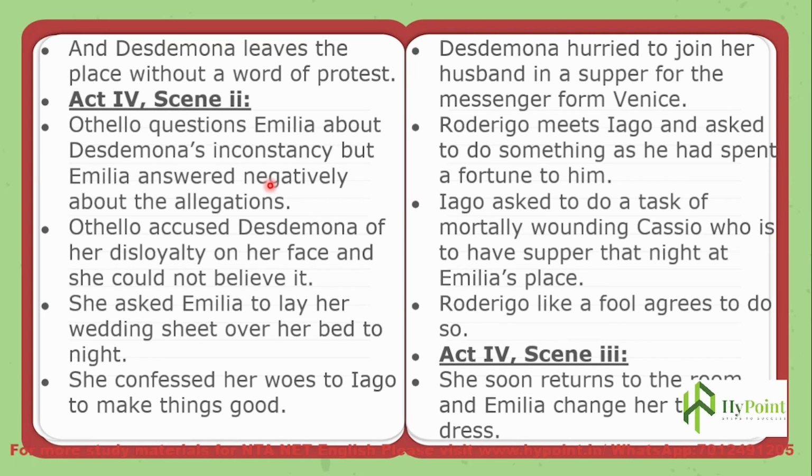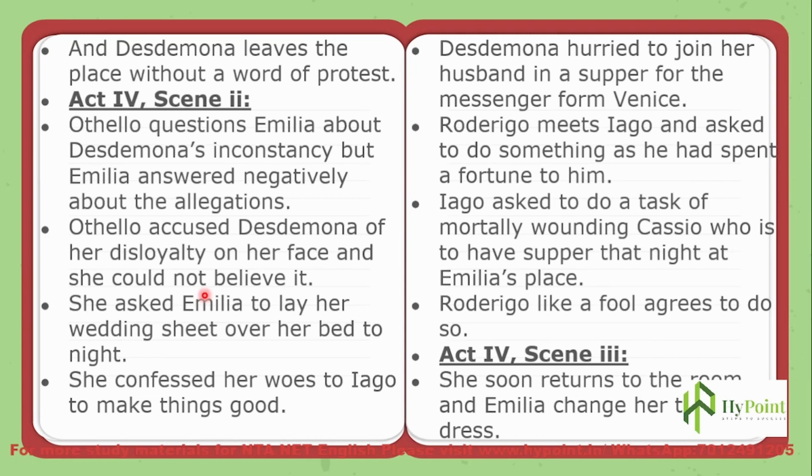And even then, because whatever Iago is telling is more credible to him, Othello accused Desdemona of disloyalty to her face, and she could not believe this. Only now did she come to know why Othello is mad at her. Until now she was unaware why Othello is disturbed, why he is acting rude, why he is irritated with her whenever she is talking to him.